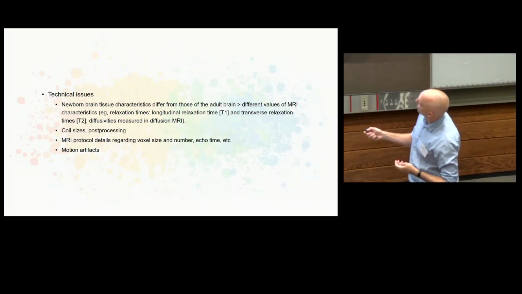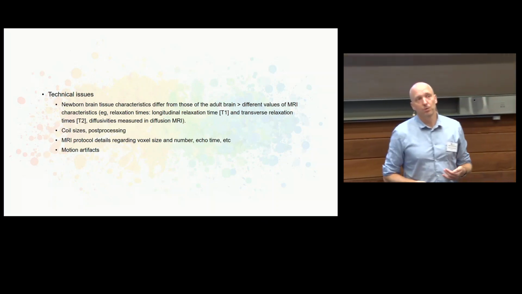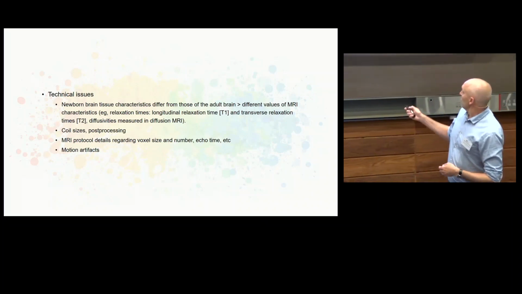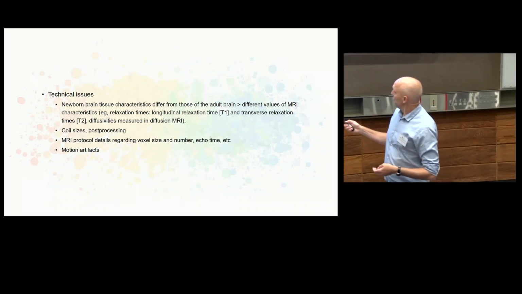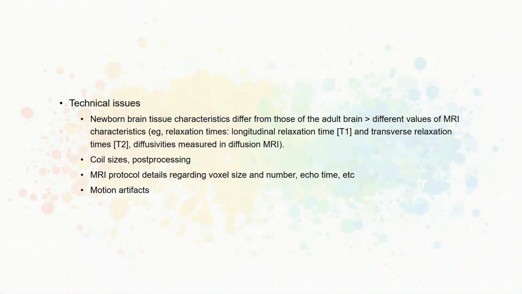So also, if you're used to MRI in adults or older children, it's important to know that the tissue characteristics in the newborn brain are different. So relaxation times are different, post-processing is different. You have to really pay attention to voxel size, 1 voxel, 2 voxels, more voxels, echo times, I'll get a little bit back to that, and obviously motion artifacts that you heard about this morning.